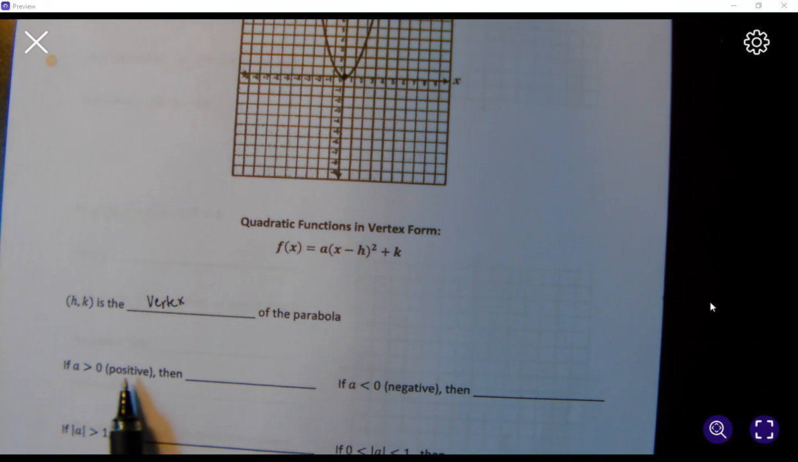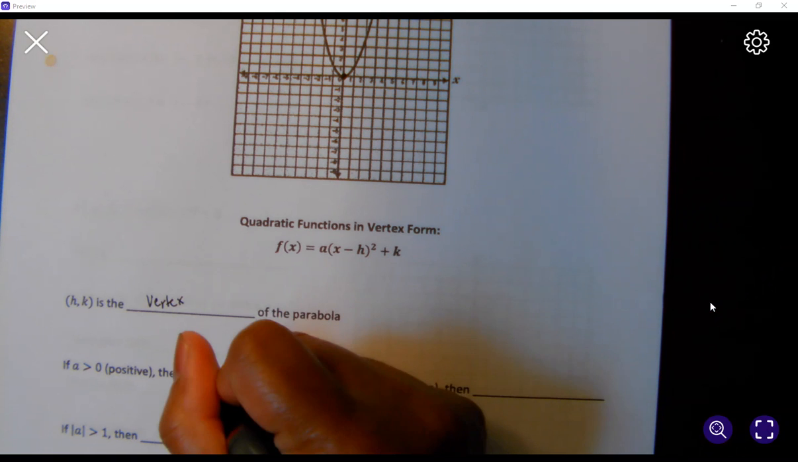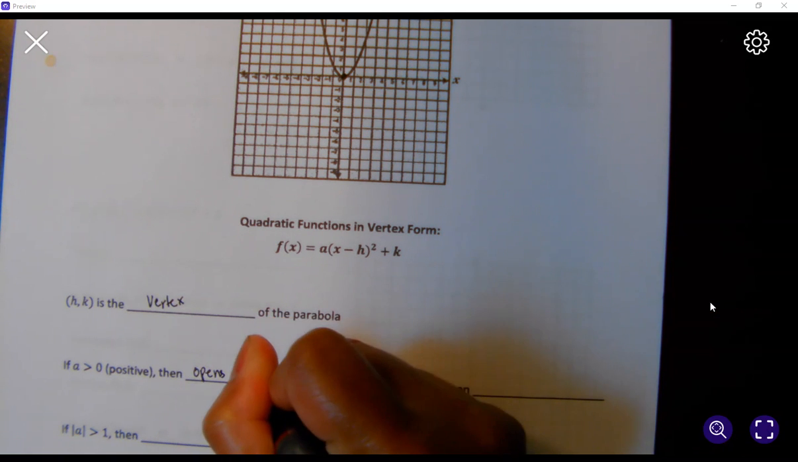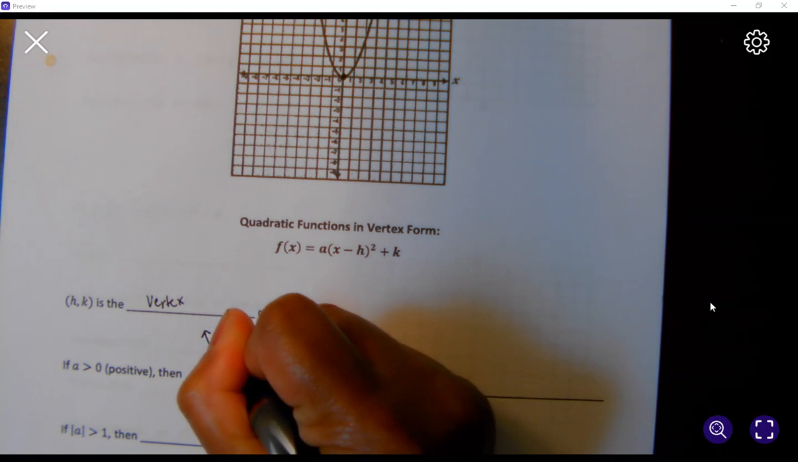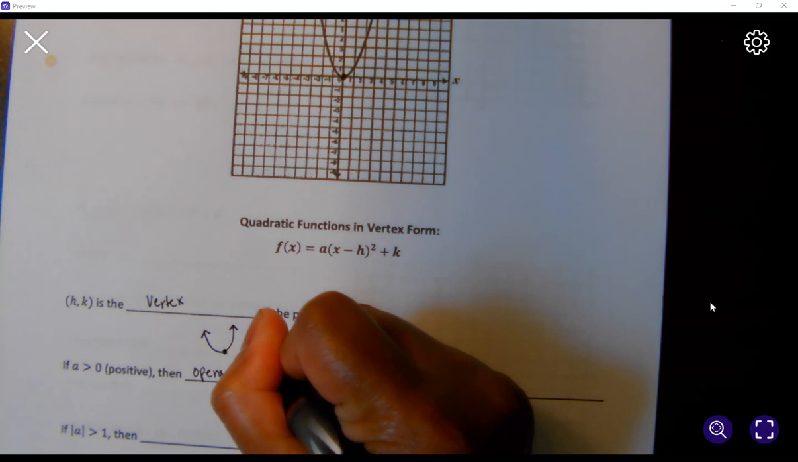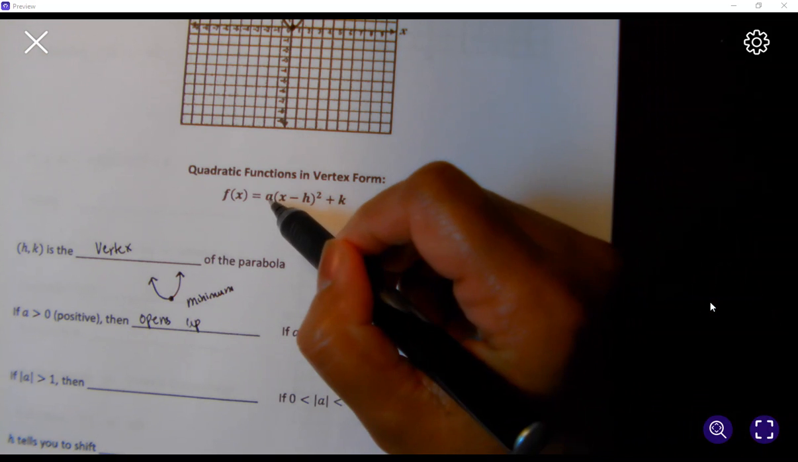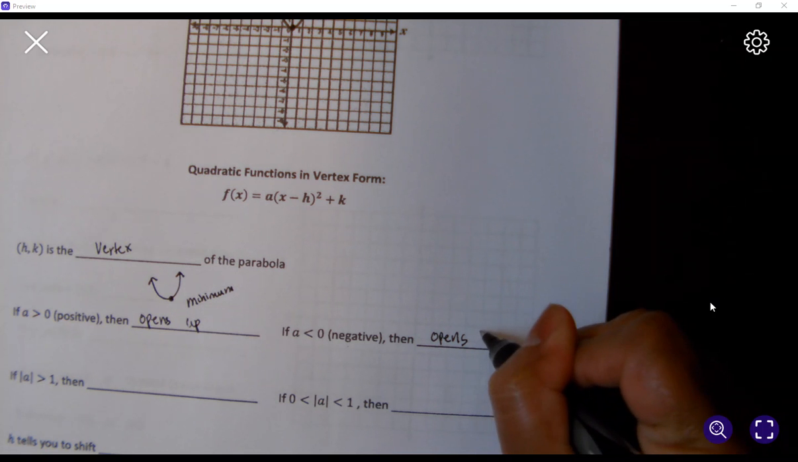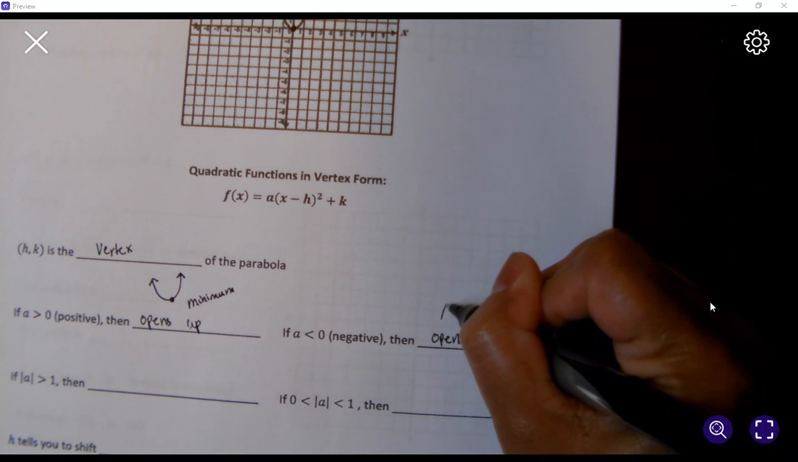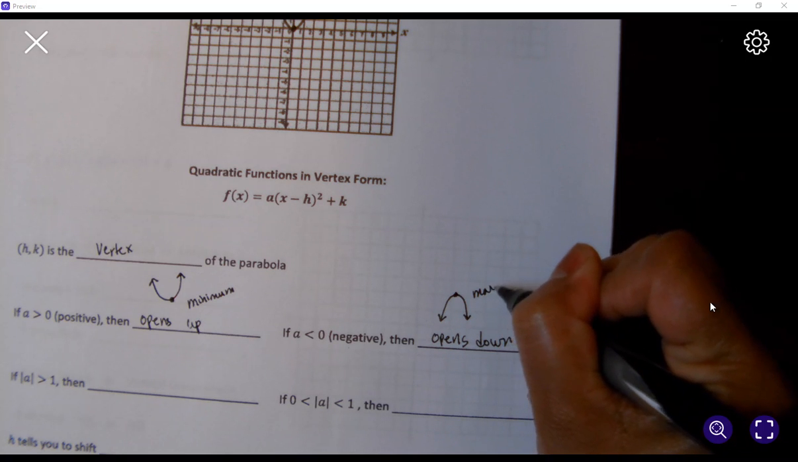If the A is positive, so if A is greater than 0, so this number in front of the X is greater than 0, then it opens up. Okay, so it looks like this. And also the vertex, we call this a minimum point. Okay, and then if your A, the number in front of your X, is negative, it opens down. And then here, like this. And the vertex here, we call it a maximum point.